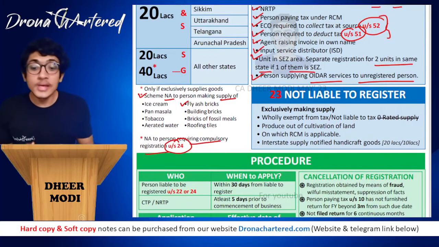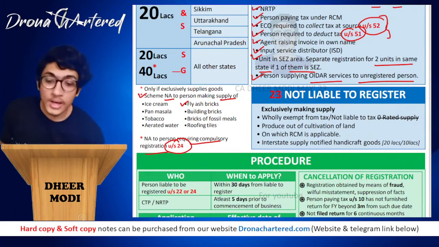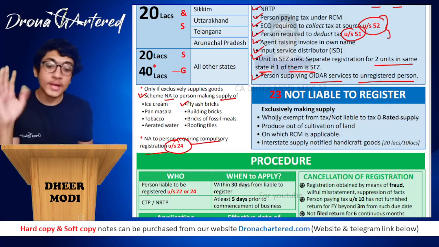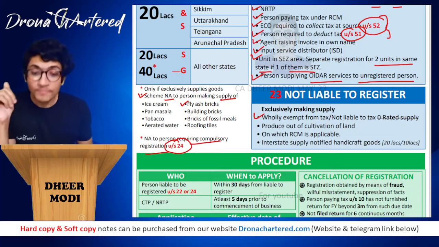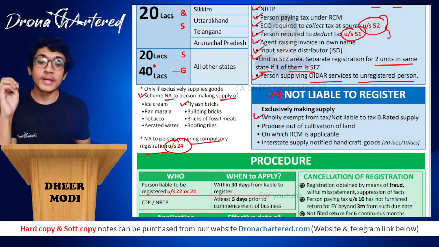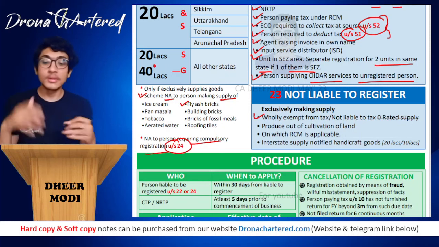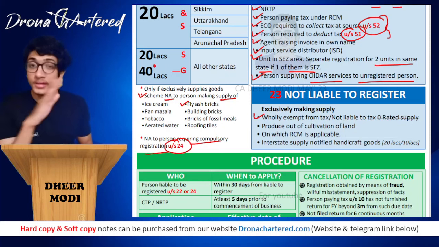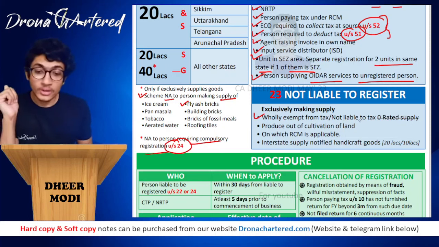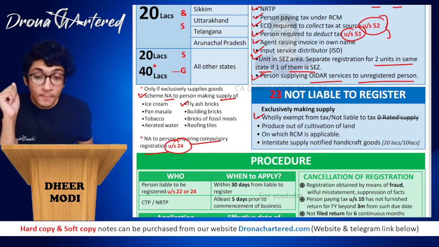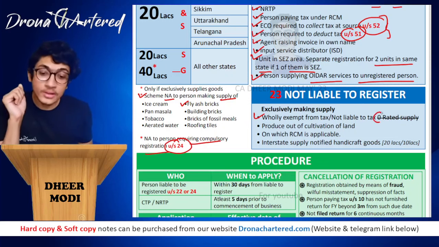Now section 23 covers some people who are not liable to register. Who is not liable to register if they are exclusively making supply of these things? First is wholly exempt from tax or not liable to tax. Any person who is making supplies which are wholly exempt from tax or not liable to tax. Exempt from tax means because of some special notification, if that supply is exempt, then they do not take GST registration. Or they are not liable to tax: on some items GST is not leviable. But what you have to remember is that this does not include zero rated supply.